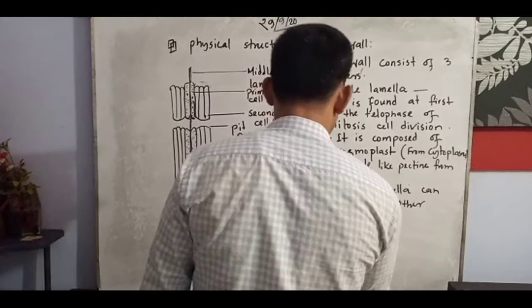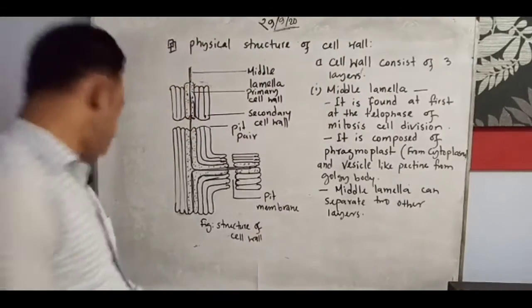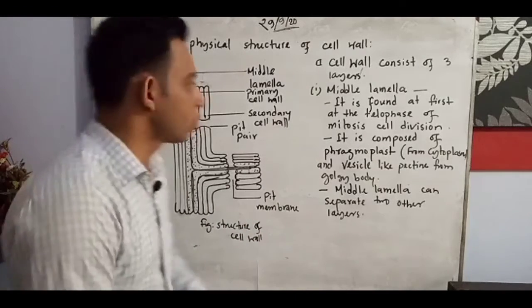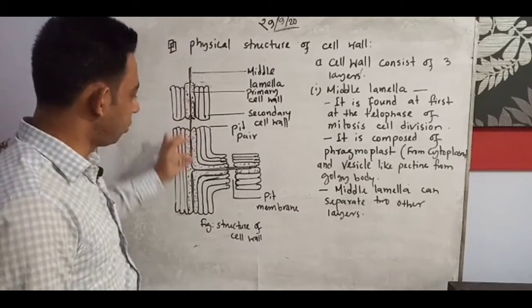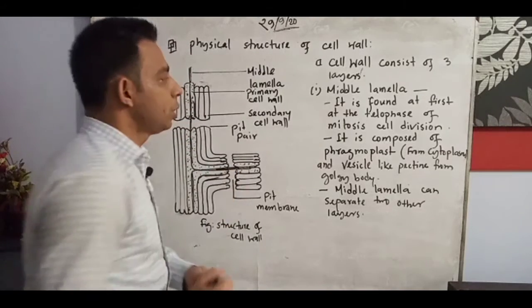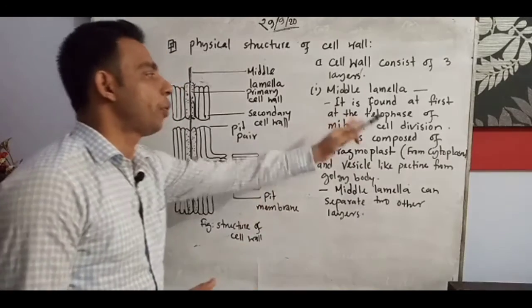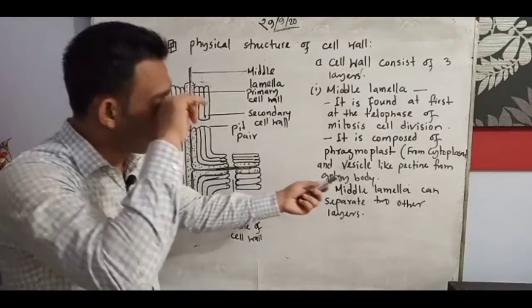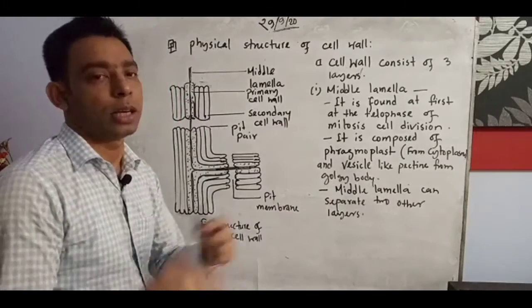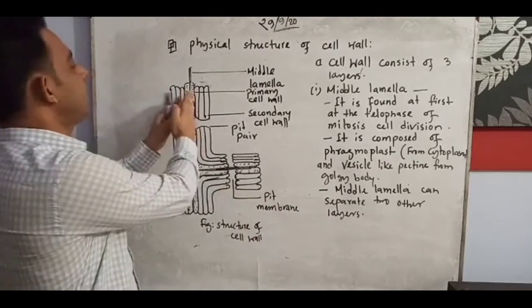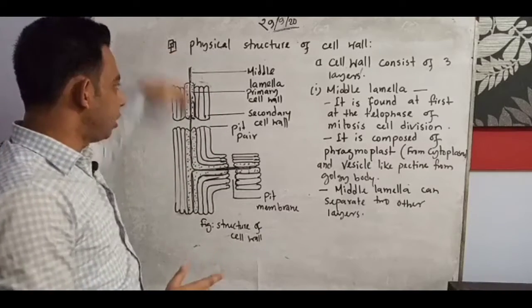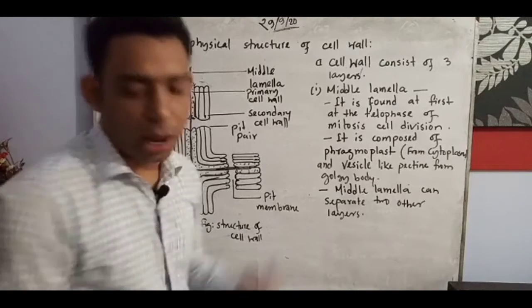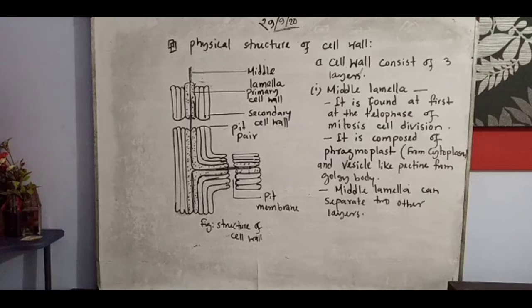So what we learn about the middle lamella are very short, small important points that we can write here. It is found at first at the telophase of mitosis cell division. It is composed of phragmoplast from cytoplasm and vesicles like pectin from Golgi body. This is the composition and constituent of the middle lamella, and it separates the other two layers of the cell wall, because it is in the middle. So this is about the middle lamella. I hope you understood these points.